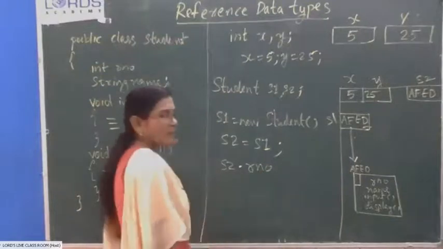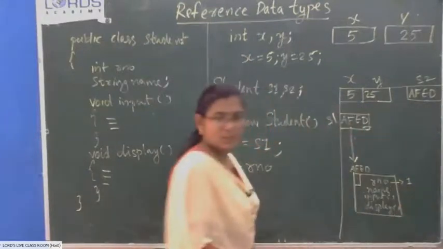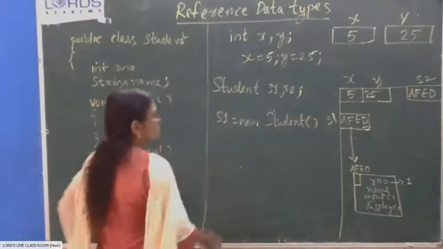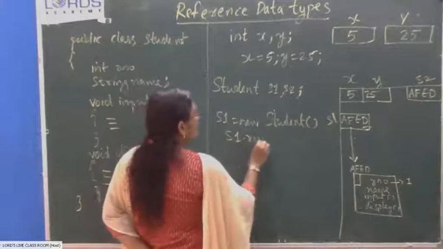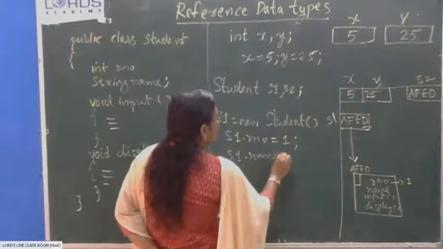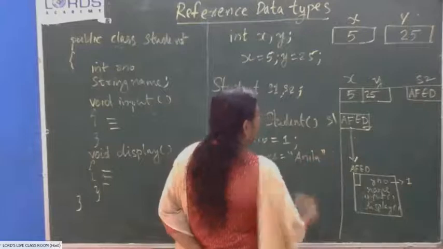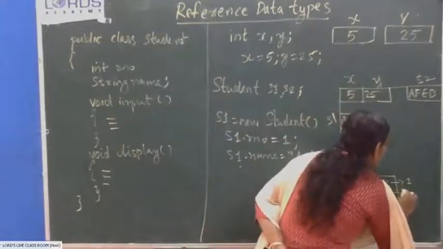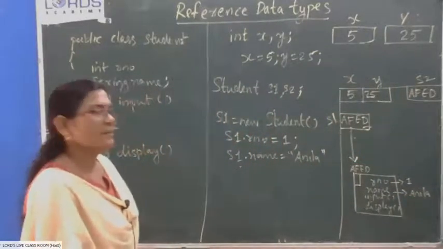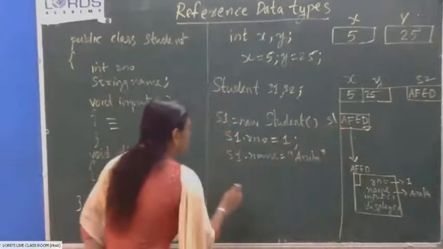Now, if you use S2 dot R number. Earlier we set the value of R number as 1 here. Let me write those statements also. S1 dot R number equal to 1. S1 dot name equal to, say, Anila. So in the name we have stored Anila. Roll number is 1, name is Anila. Now, after that, I told the computer, whatever is there in S1, you assign to S2.